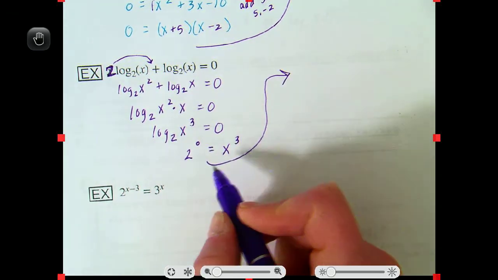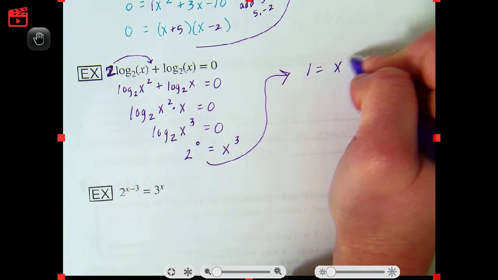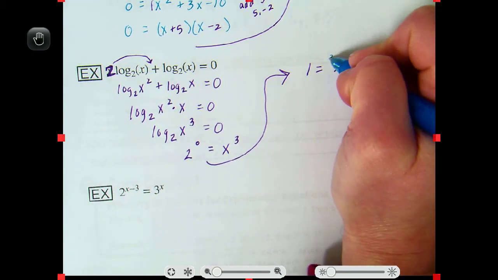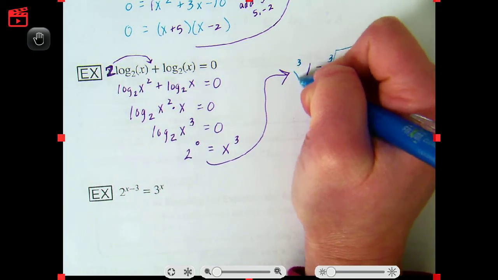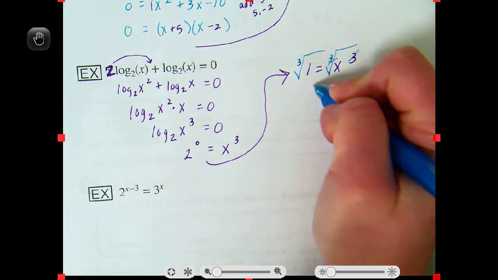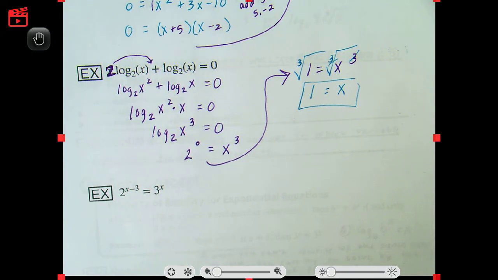Kind of run out of room. Any number to the power of 0, of course, is a 1. And then to get rid of a cubed, you just take the cubed root of both sides. And the cubed root of 1 is just 1. No positive, negative on a cubed root. That's only on the square root or a fourth root, any type of even root. So it's just 1 for this one.